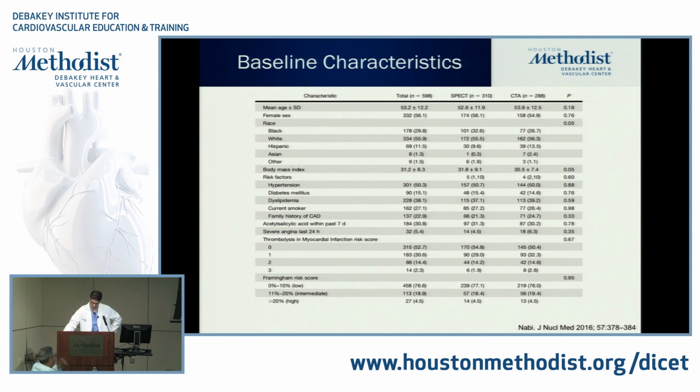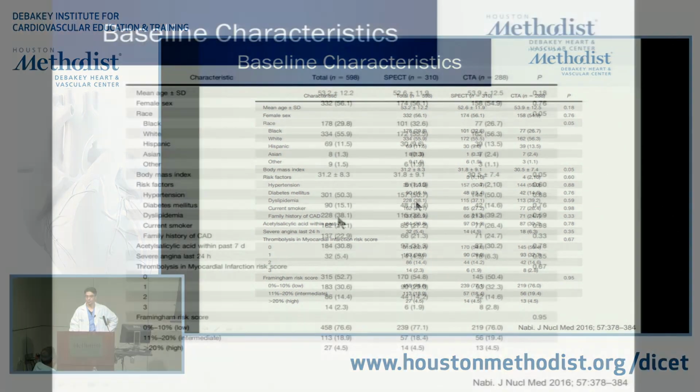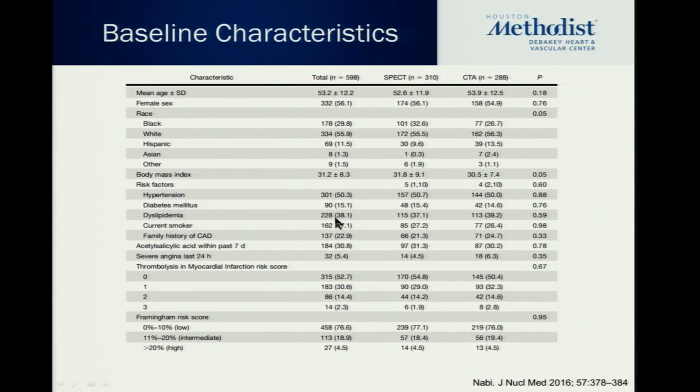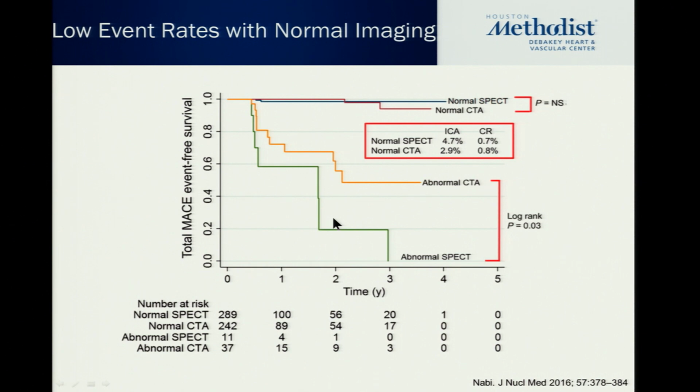These were our demographics. Really, I wish to highlight nothing particular. They were your classic low to intermediate risk patients. And this is what we found. When it comes to total MACE, all the studies have shown equivalence. We also showed the same. If you had a normal CTA or a normal SPECT, you did very well, showing the high negative predictive value. Whereas if your studies were abnormal, it probably led to further testing, and there was a difference mostly driven by revascularization and not death or MI.